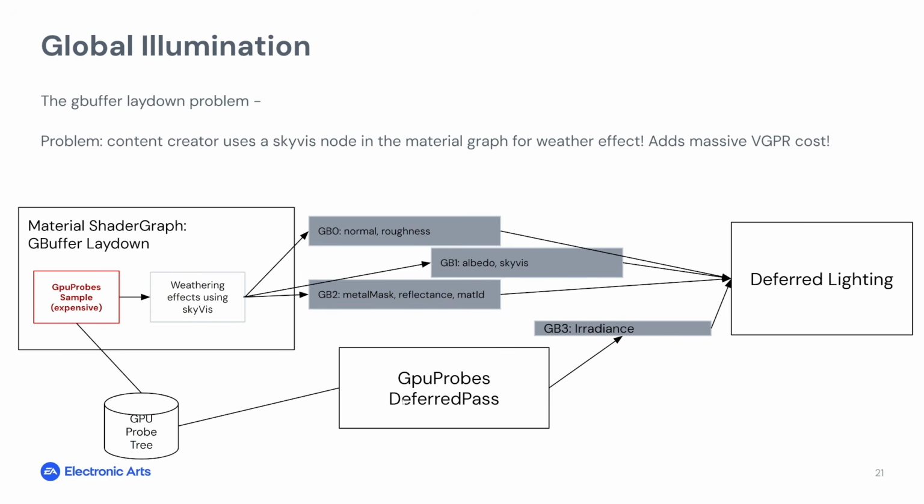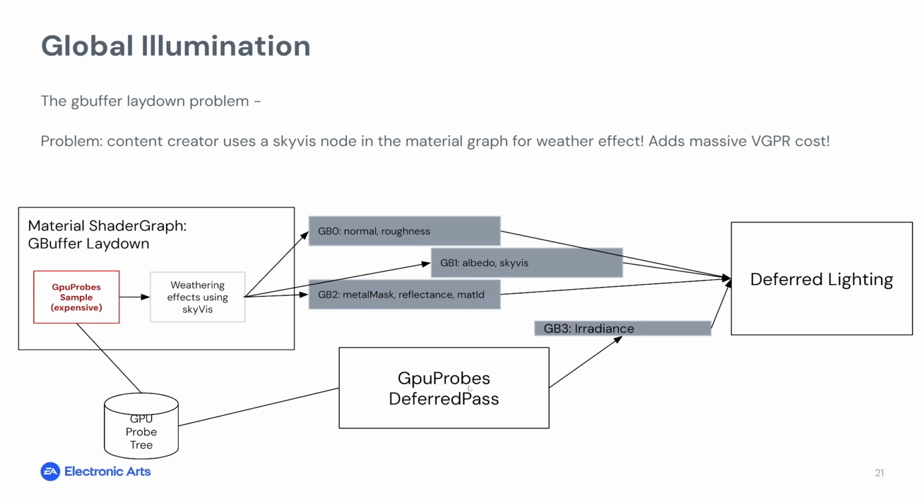But here's the problem: it turns out that some users need to use weathering effects like sky visibility in the gbuffer laydown. These weather effects do things like covering areas from rain and things like that. So sky visibility is very, very useful for that. So what do you do? Do you sample the probe grid directly from here? That was a big problem because this is very costly. This effectively makes all the shaders that take rain really, really expensive because they have to tap the probe grid here to get SkyVis and then later apply the patch in the deferred pass.